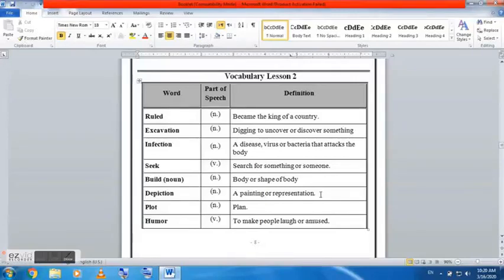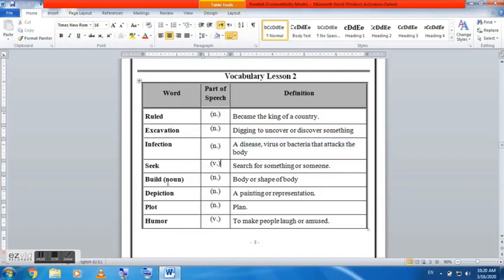Today we're going to talk about vocabulary lesson 2 in your extra sheet. We'll start with the words from the vocabulary. We have ruled, which is a noun, which means to become the king of a country. Second one, which is excavation, noun, which means digging to uncover or discover something. Then we have infection, noun, a disease or a virus or a bacteria that attacks the body. Then we have seek, which is a verb, search for something or someone.